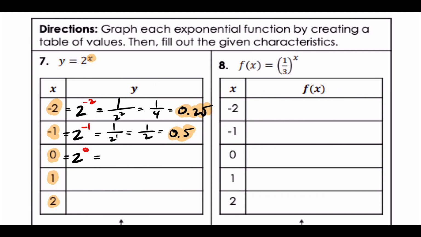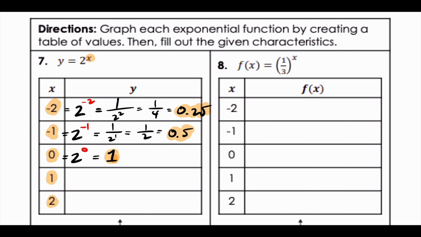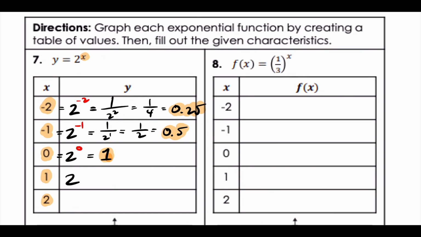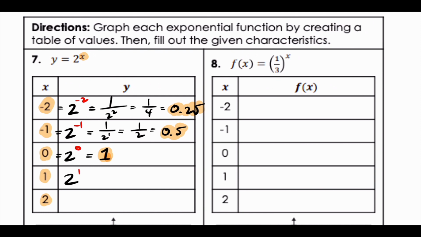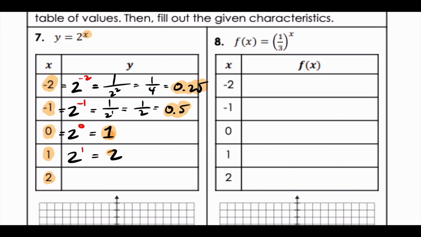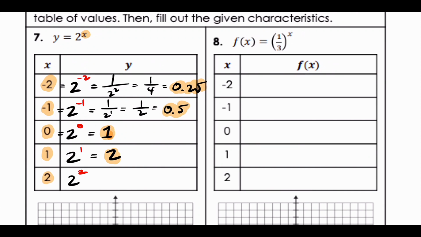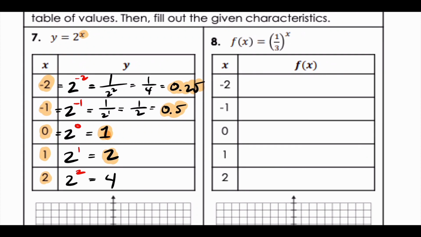When I plug in 0, I get 2 to the 0. Anything to the 0 power is just 1. 2 to the first power: anything to the first power just stays like it was. And then the last one is squared. Two squared is 4. So now I have 5 dots, 5 x's and 5 y's. So I'm going to go make dots below.